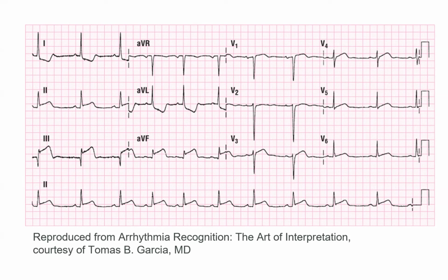Next thing we do, we go to V1, we confirm that we're narrow, we're not greater than 3 small boxes, and we're not, which means we're not in a bundle branch block. Thank you, because we could have some blockages, but that's different, right? So we're not in a bundle branch block. We look at 1 and aVL as a team.